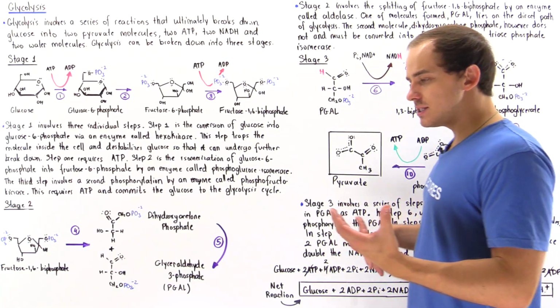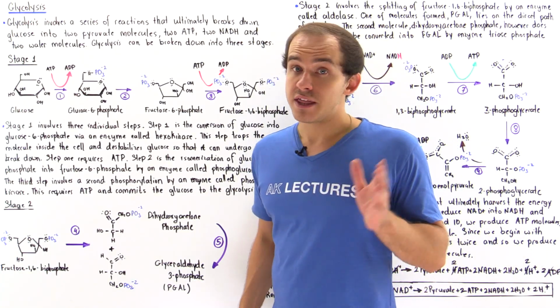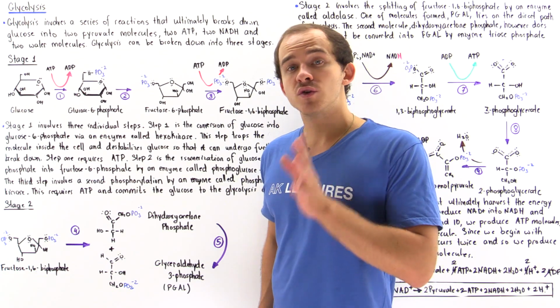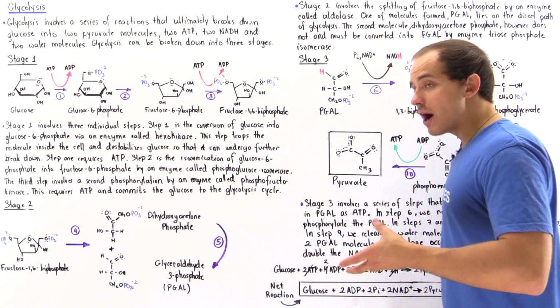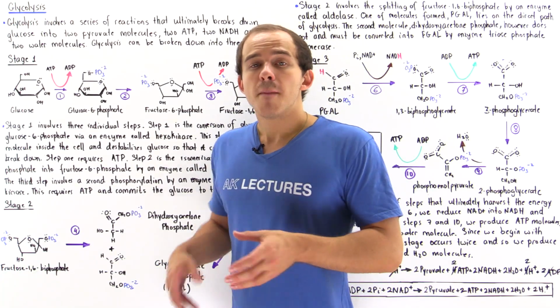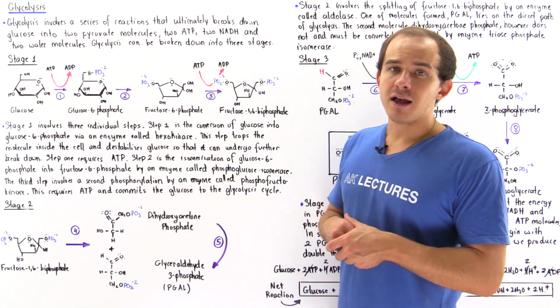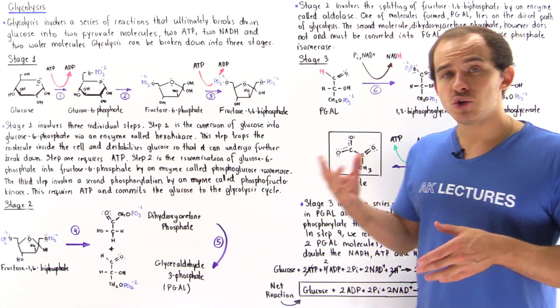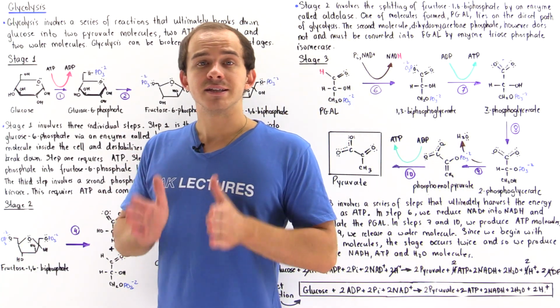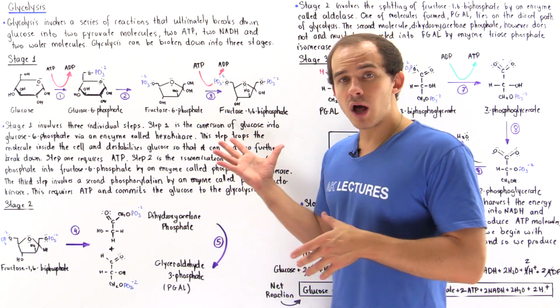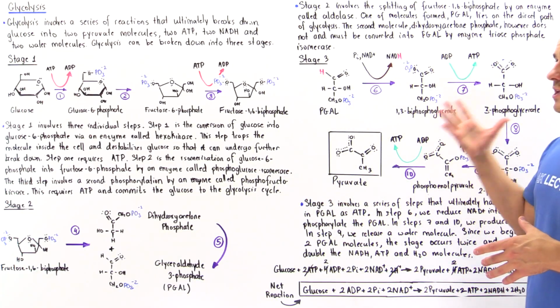Now, glycolysis is an anaerobic process, and that means it does not require oxygen to actually take place. And that's why glycolysis is used by all different types of cells, including prokaryotic and eukaryotic cells. Now, glycolysis can be divided into three stages. We have stage 1, stage 2, and stage 3.